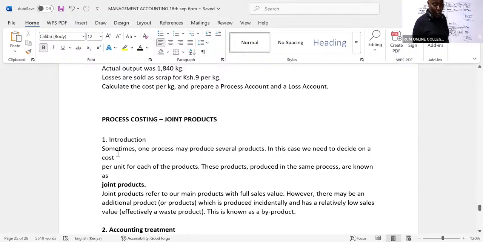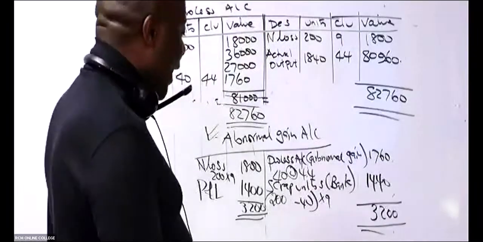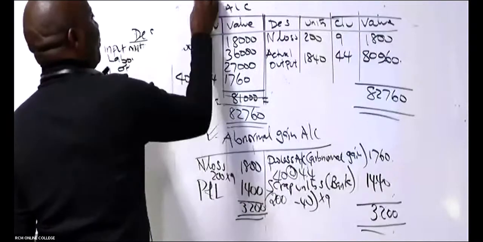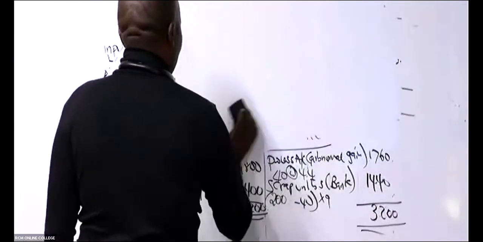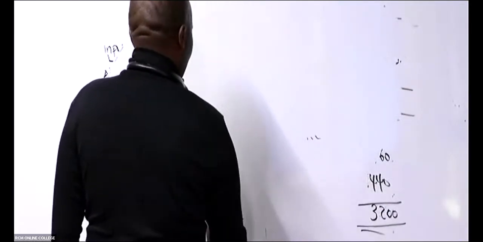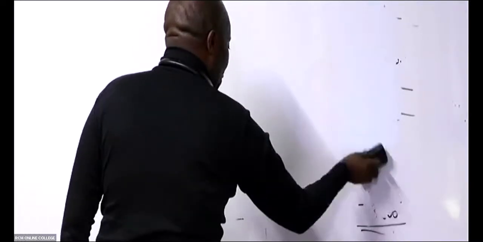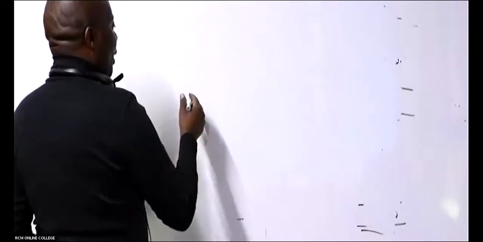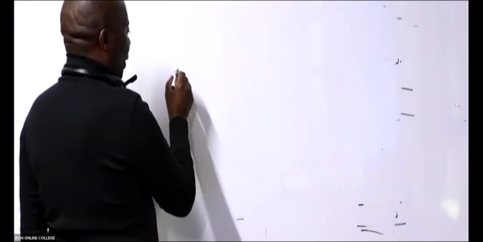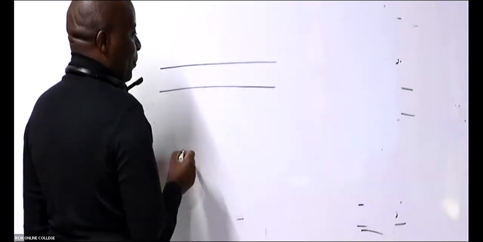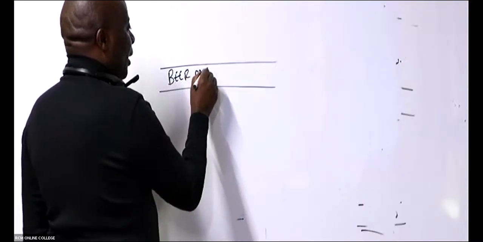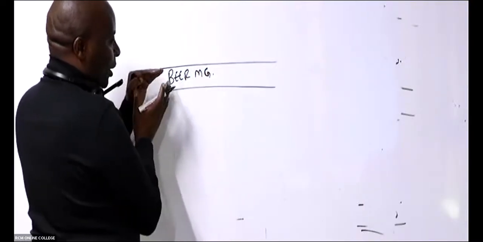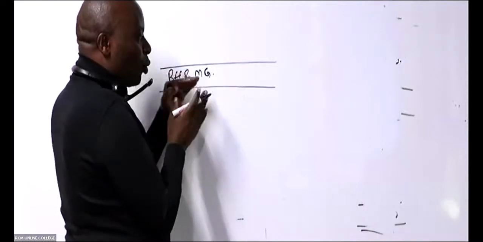So ladies and gentlemen, what are joint products? Remember, there are those products that will go through the same process, but during the output stage, they'll be able to basically go their separate ways. So we have a process here. This process, for example, could be beer manufacturing. So all this is passing through the same process.